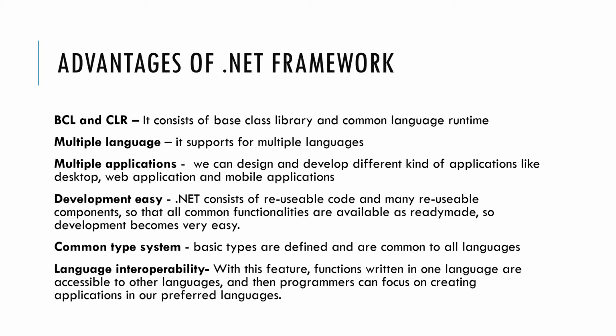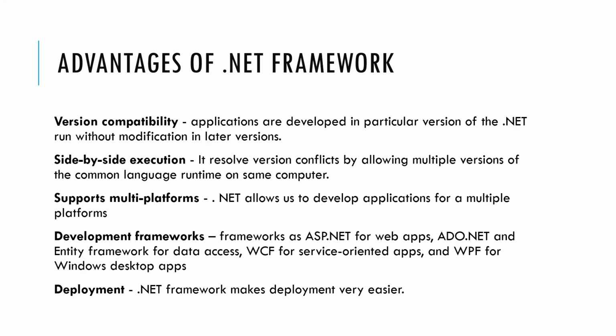Common type system: basic types are defined and are common to all languages. Common language interoperability: with this feature, functions written in one language are accessible to other languages, and then programmers can focus on creating applications in their preferred languages. The next advantage is version compatibility. Applications developed in a particular version of .NET run without modification in later versions.